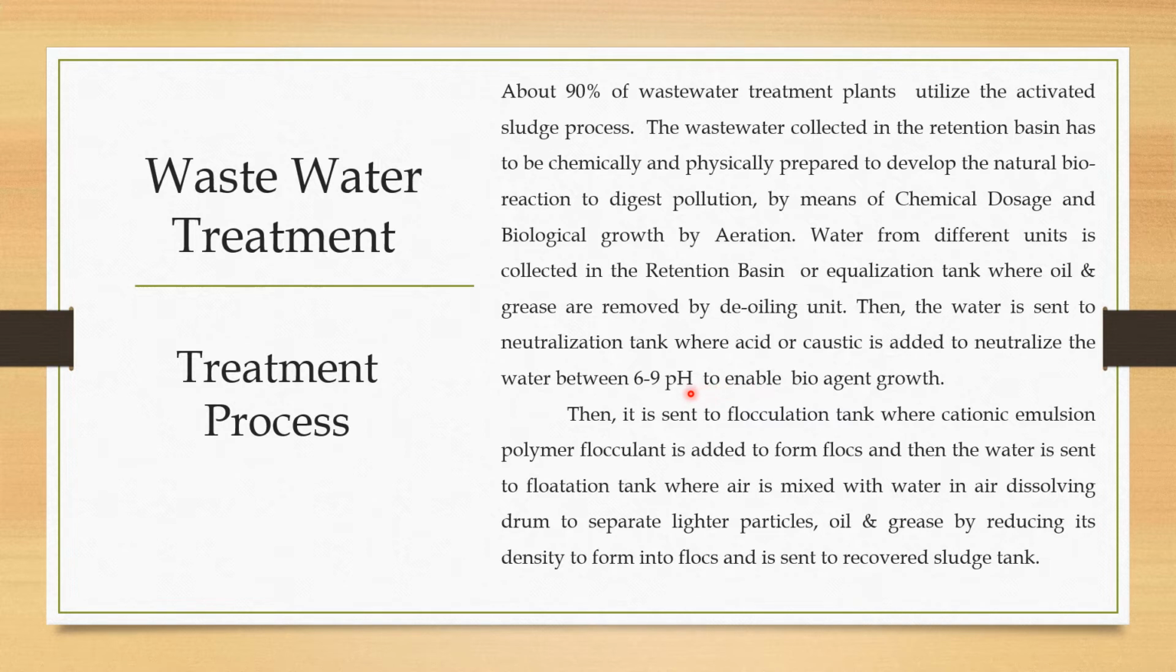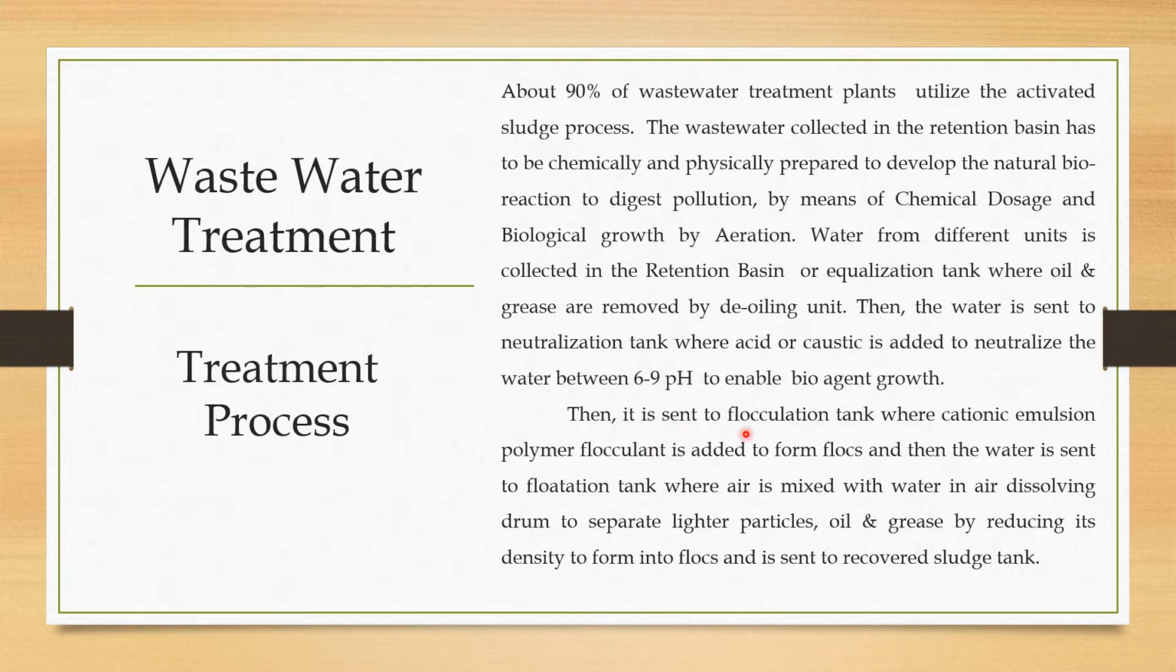Based on that, we have to adjust acid dosing or caustic dosing to enable bioagent growth. In this pH around 6 to 9, the bioagent growth will be effective and wastewater treatment is effective.